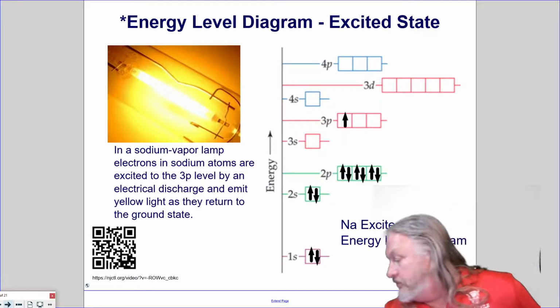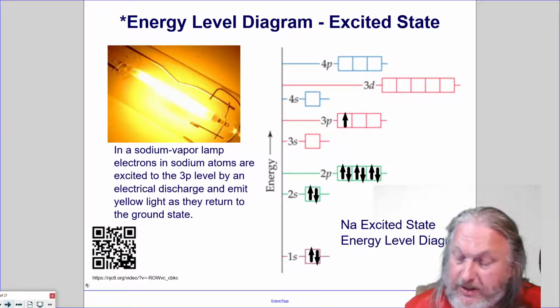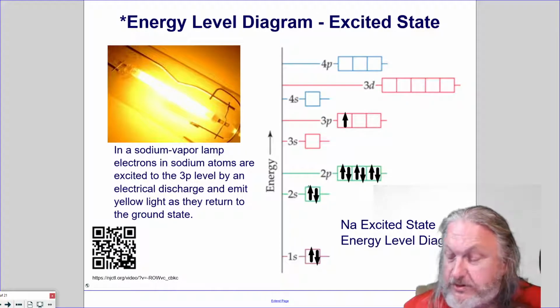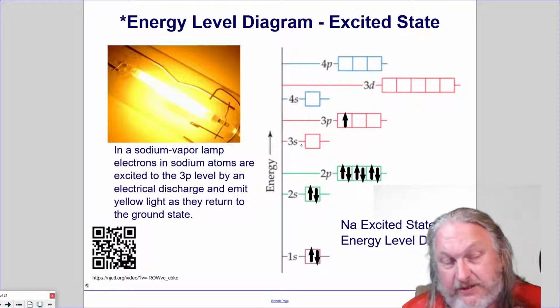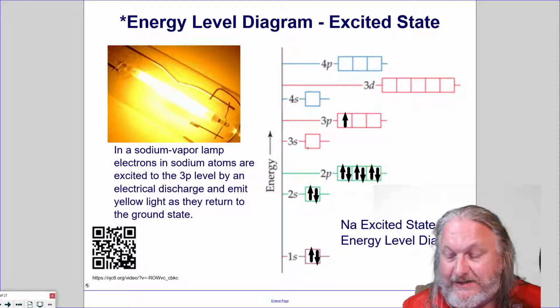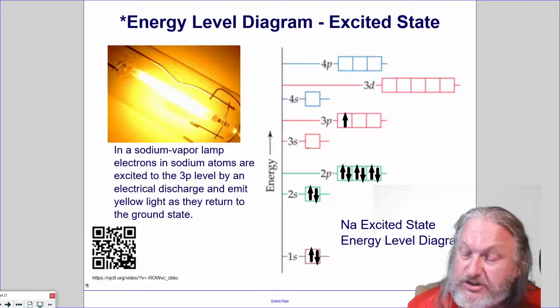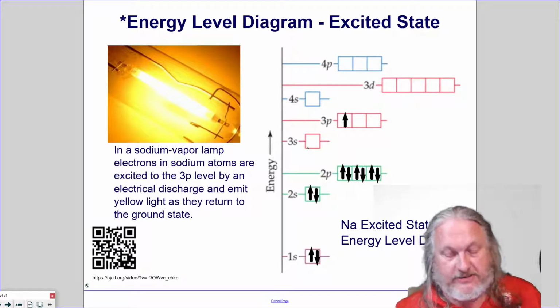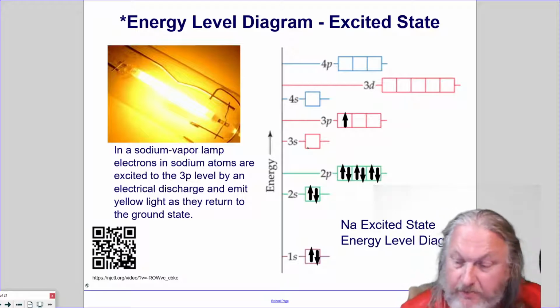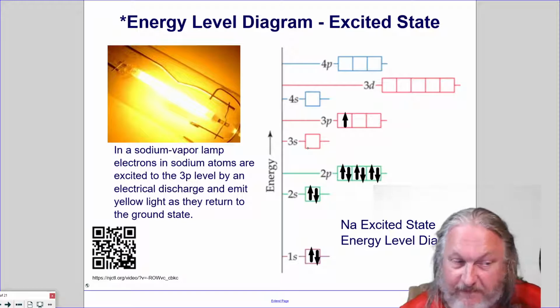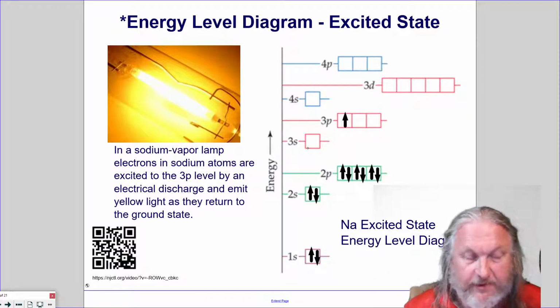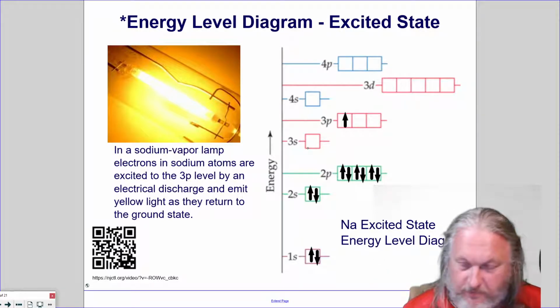So sodium is element number 11. So I should have a total of 11. 1, 2, 3, 4, 5, 6, 7, 8, 9, 10, 11. But it's not at the 3s now, because remember, this is in an excited state and it jumped up to the next higher energy level. It could be at the 3d level or the 4p or the 5f. It could be up higher. It just depends on what's going on.